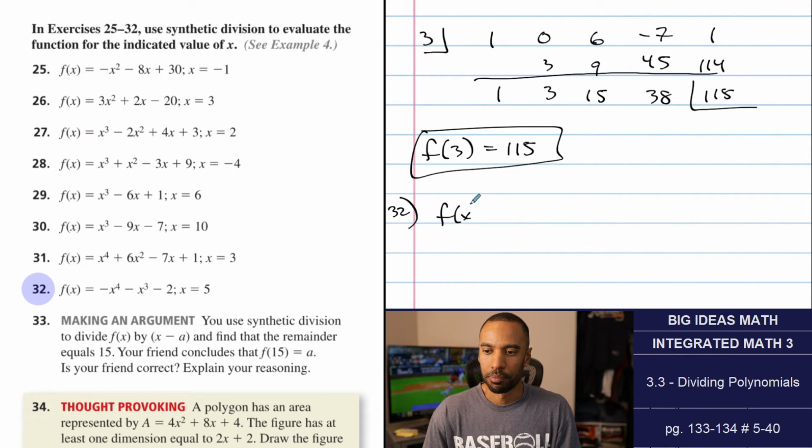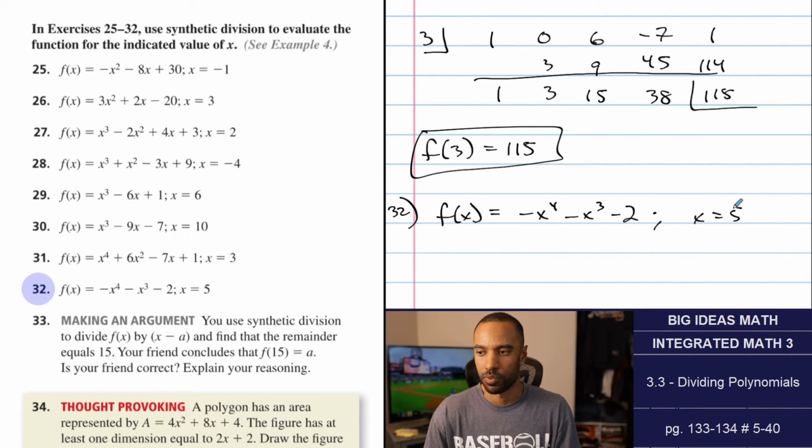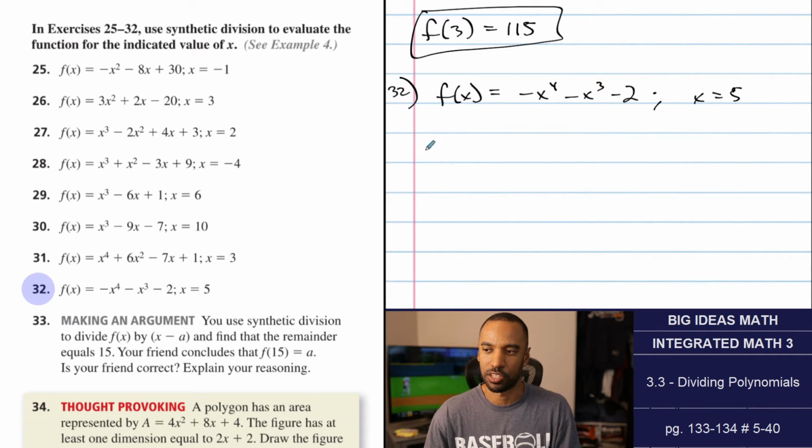Oh, okay. Here we go. Let's see. Negative x to the fourth minus x cubed minus 2. Okay. Got a couple placeholders to put in, right? We're missing an x squared term and an x term. So we don't just put 1 0 in. Negative 1, negative 1, negative 1, plus 0x squared plus 0x minus 2.